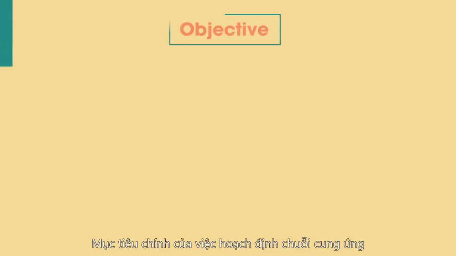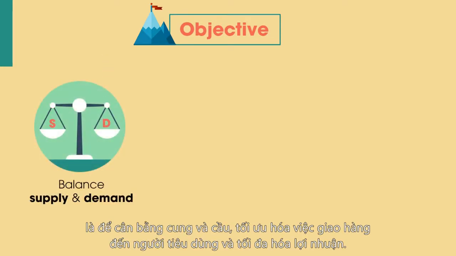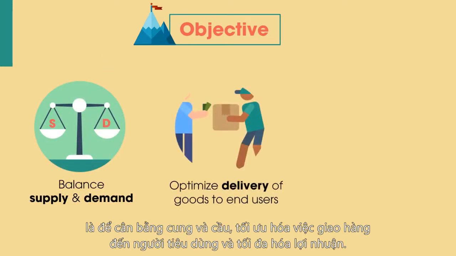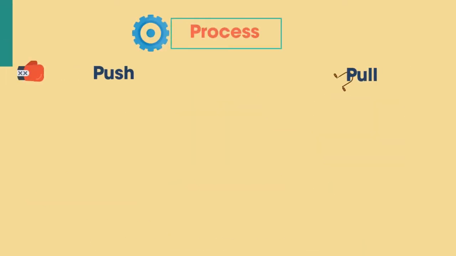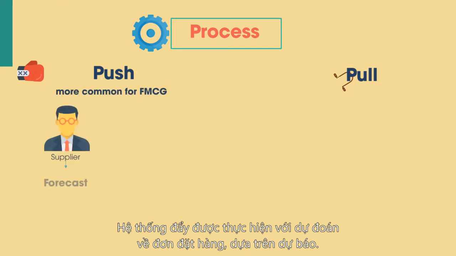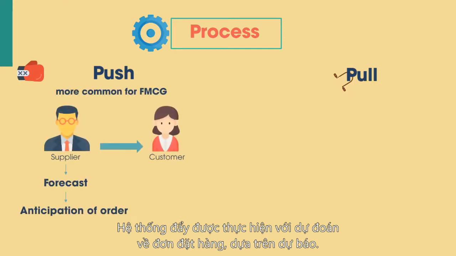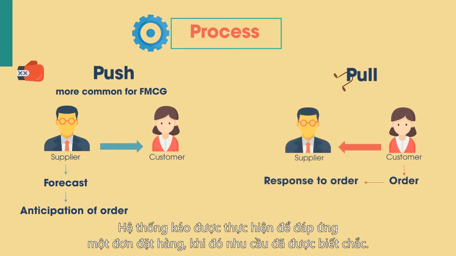The main objective of supply chain planning is to balance supply and demand, optimize the delivery of goods to end users, and maximize profit. There are two ways to classify supply chain processes, which are push and pull systems. A push system is performed in anticipation of an order, based on a forecast. Pull is performed in response to an order, in which demand is known with certainty. Here, our process is indicated by the flow of goods and the time period.